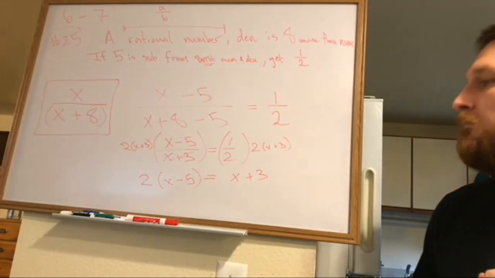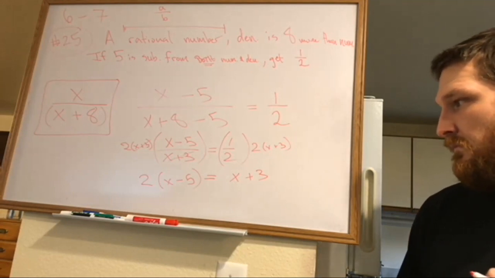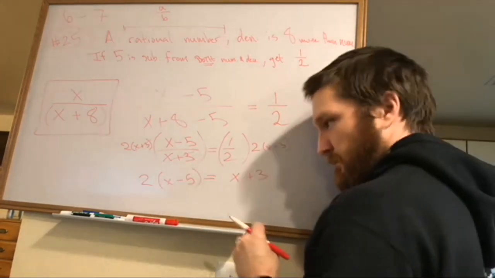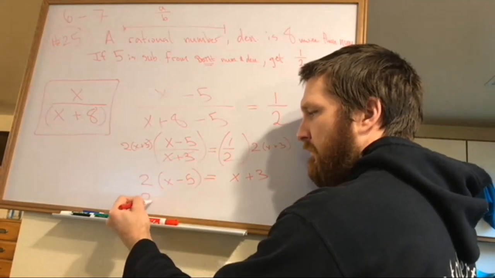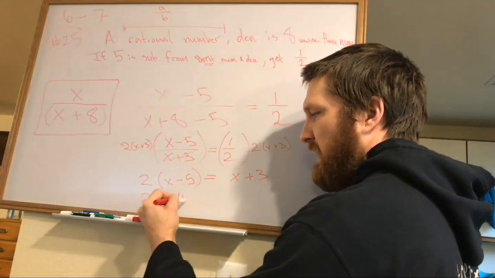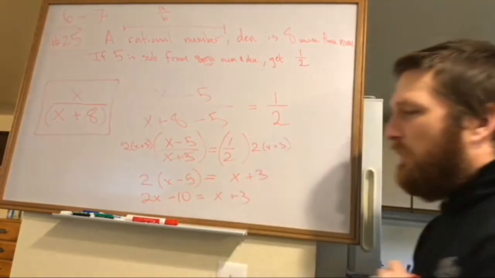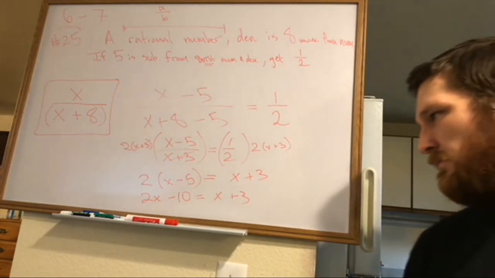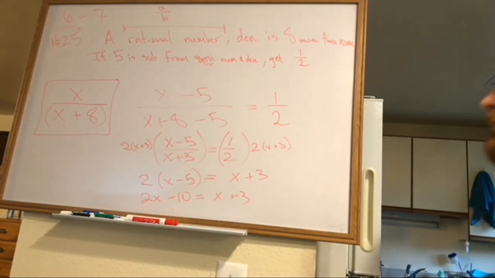Could you, so what is it called? Multiply the bracket thing in by 2. And what does that give me? 2x minus 10 equals x plus 3. Now, what do you want to do? Well, solve for x. So then I guess you could add 10 to both sides and then subtract x.